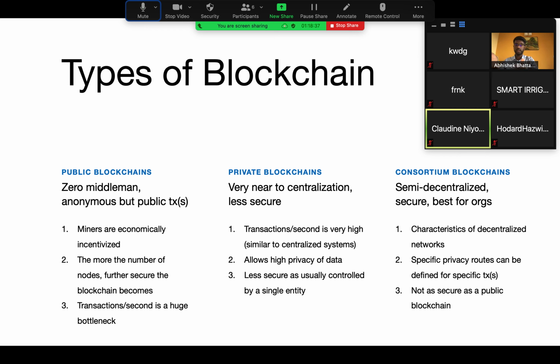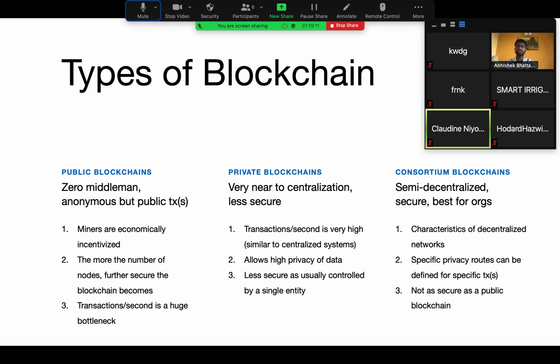You can go through them. As I explained just now, there is a massive difference between them. Public is very much zero middleman. You can do a transaction and no one has to come in between. It is anonymous, it is public, and all of those features are there. Miners are incentivized economically. The nodes are so many, thousands in number, and it is a very secure blockchain. Then the transactions per second is very low, which is a demerit, which is a con, right? So these are a few things about public blockchains.